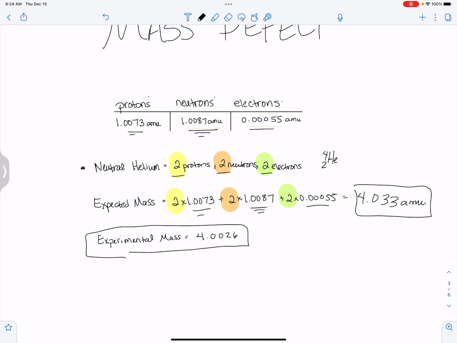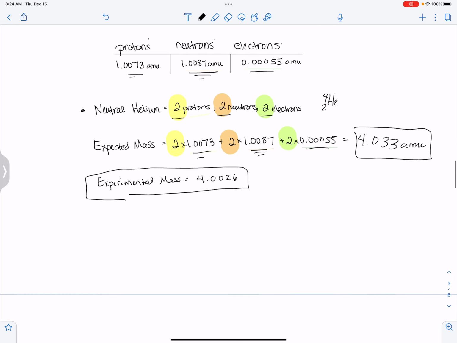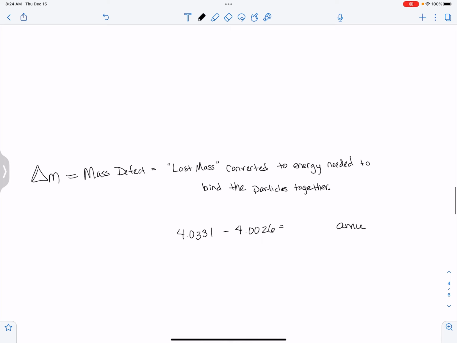That difference is called the mass defect. And what it basically has done is it has taken the lost mass, that difference, and converted it to the energy needed to bind the particles together. Is that not crazy? The whole idea of being able to convert these tiny little particles into just a little bit of energy, and not even the entire particle, just some of it. And that's what's helping to bind all the particles together.